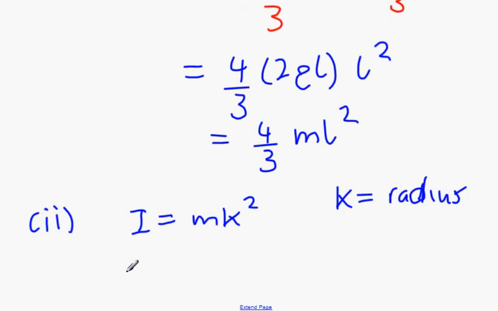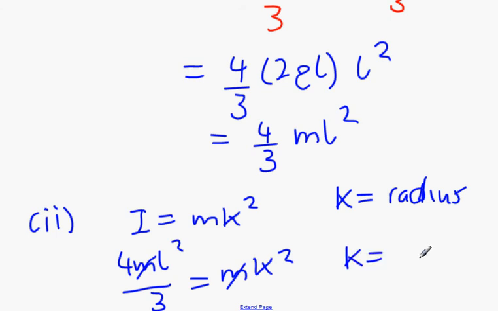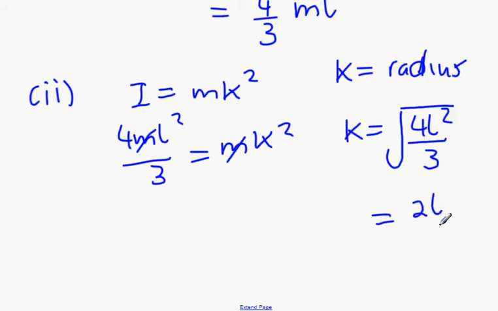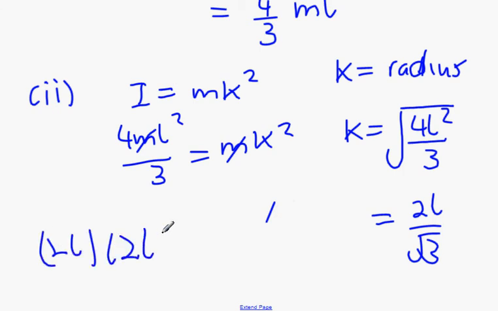So it has to have the same inertia as the answer we just found. I is 4 ml squared over 3. M is still M, K squared is still K squared, so the M's will cancel. And what we'll find out is K is going to be the square root of 4L squared over 3. Or if you really want to break that down, it's going to be 2L over root 3, because 4L squared is 2L by 2L.